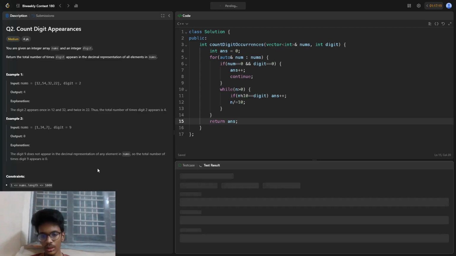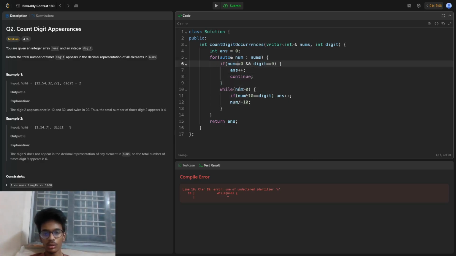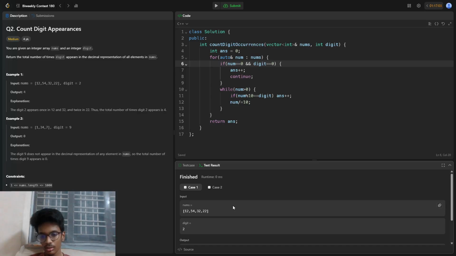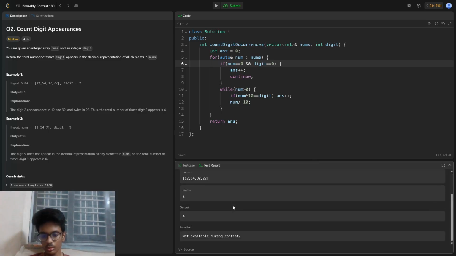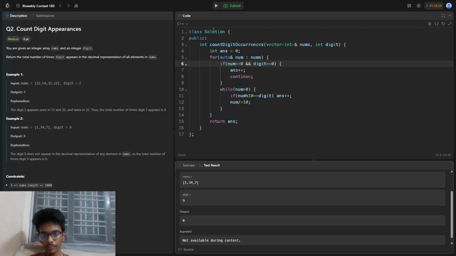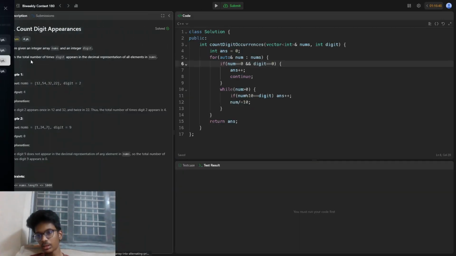Hopefully this should work. Looking at the constraints, okay, this is num. Last time I messed up constraints, and I also spoke some random stuff, so the video got into some trouble. Keeping all that aside, done. Let's submit. Okay, second one done. Let's move to the third one.